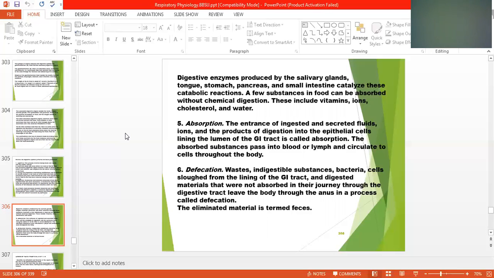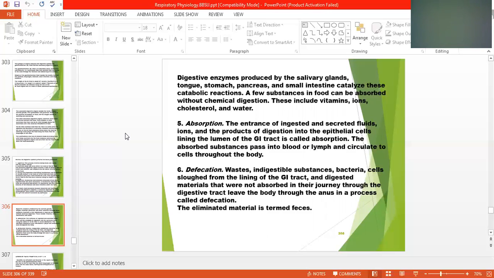So we have seen that digestive enzymes play a very vital role in our digestion. For example, we are talking about the salivary glands. Saliva is secreted from three types of glands: the sublingual gland, the parotid gland, and one other gland. These three glands release their secretions, which mix.